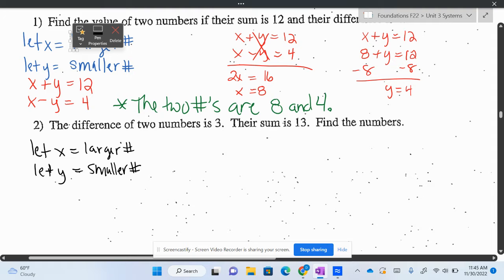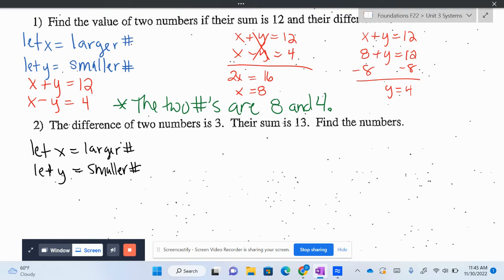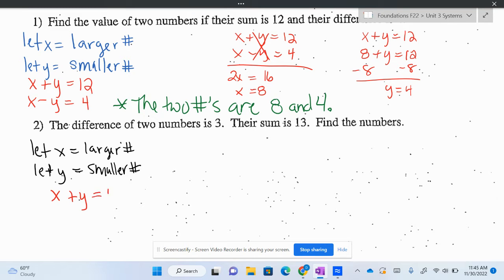Yes, please do. Yes, X plus Y equals 13. Absolutely. So X minus Y is 3. Perfect. So what method are we going to use for these? Same thing as the one above, elimination.